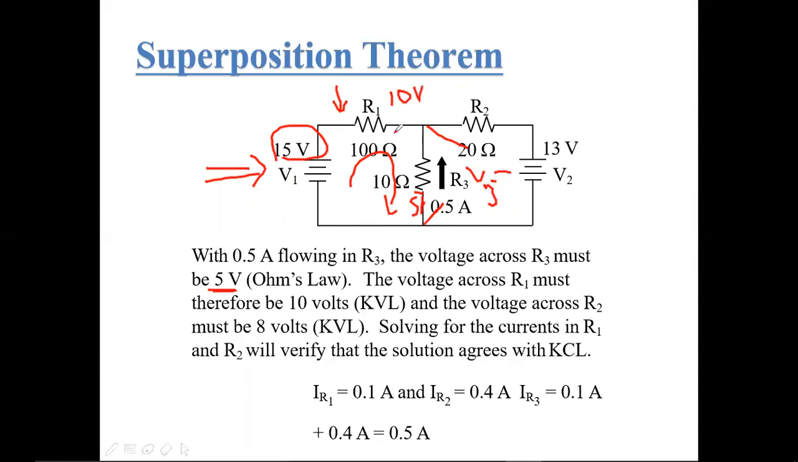And the voltage across R2 must be 8 volts, right? Since this is 8 volts, here I am supplying 13 volts. Since this is 13 volts, the 5 volts already.